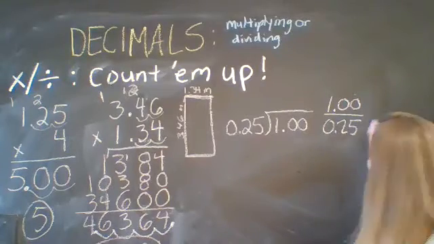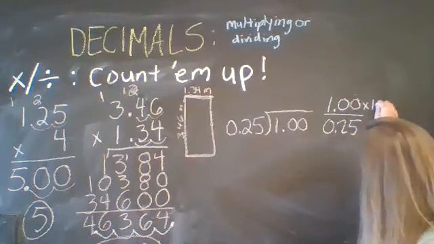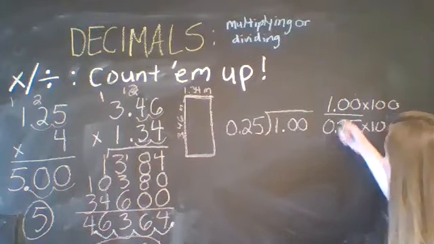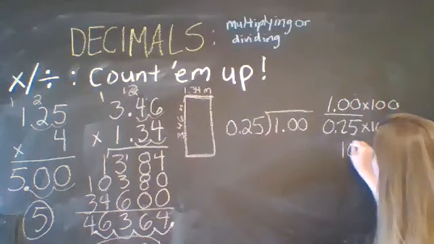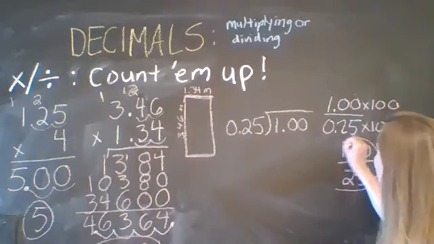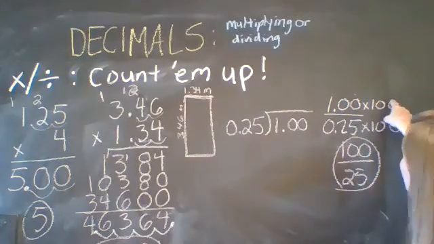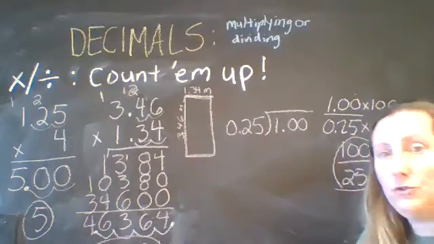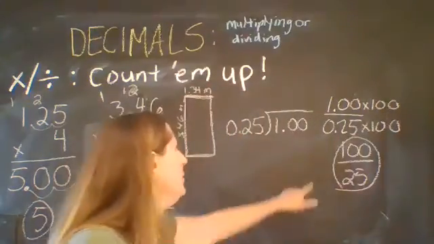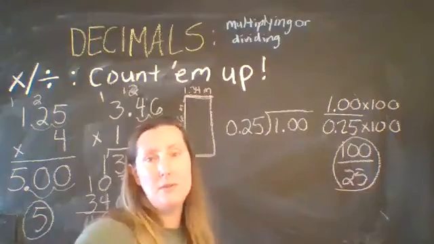I could also multiply top and bottom by 100 and change this problem into 100 divided by 25. That's an equivalent fraction, right? Because 100 divided by 100 is just 1. So I haven't changed my fraction at all. And 100 divided by 25 is equal to 4.